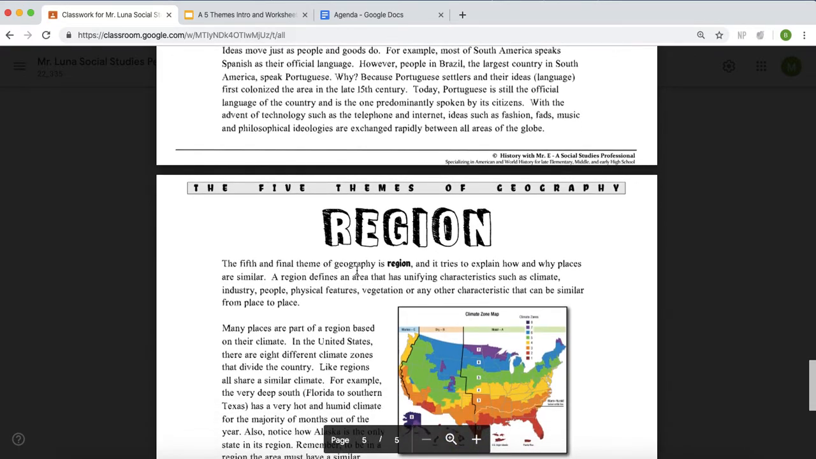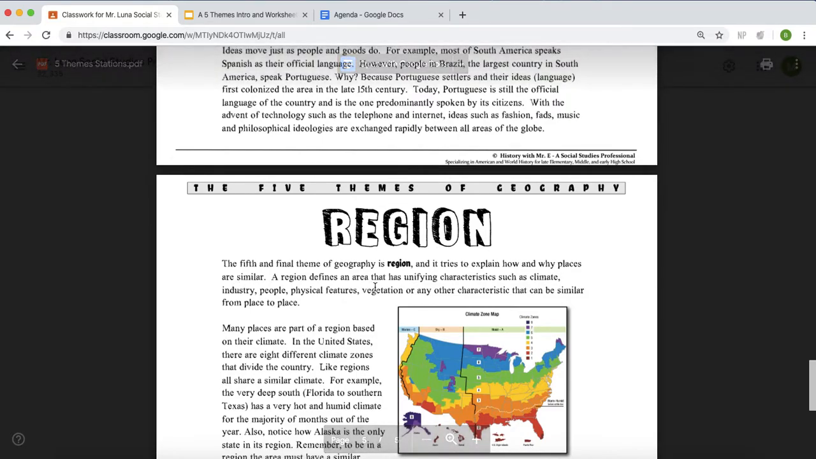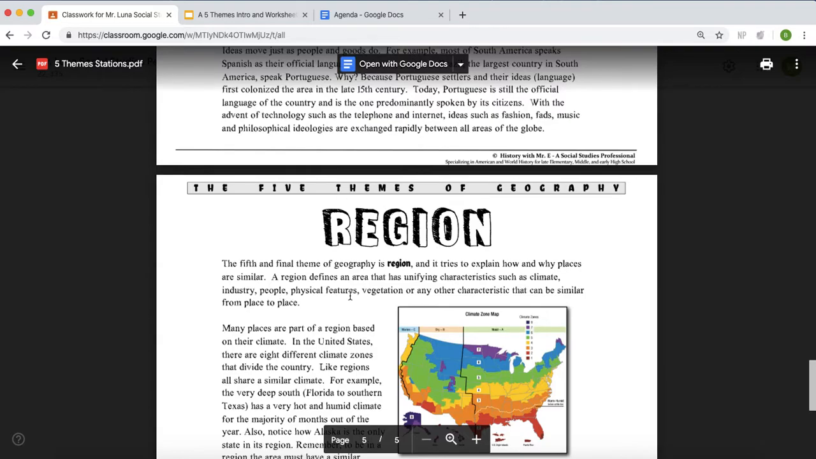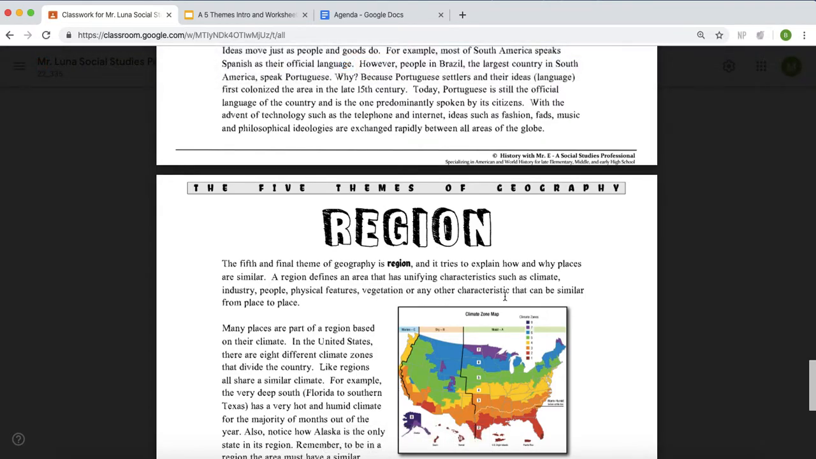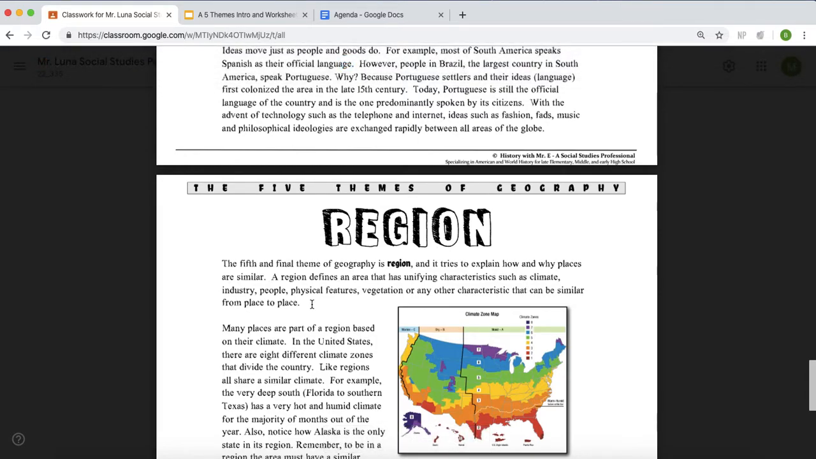The fifth and final theme of geography is region, and it tries to explain how and why places are similar. This is the definition right here. A region defines an area that has unifying characteristics such as climate, industry, people, physical features, vegetation, or any other characteristic that can be similar from place to place.